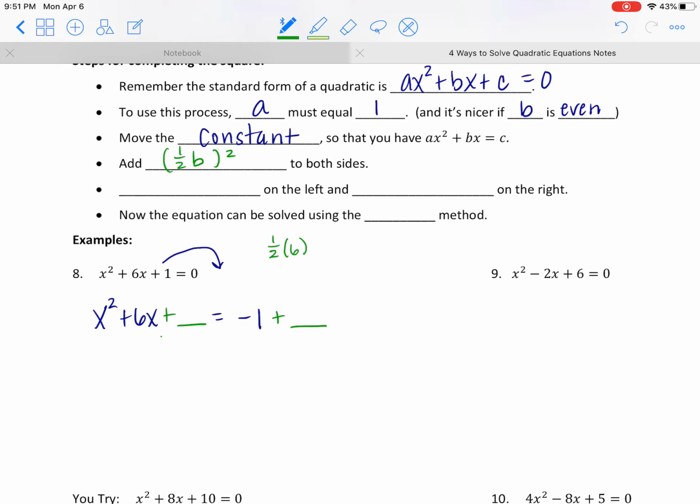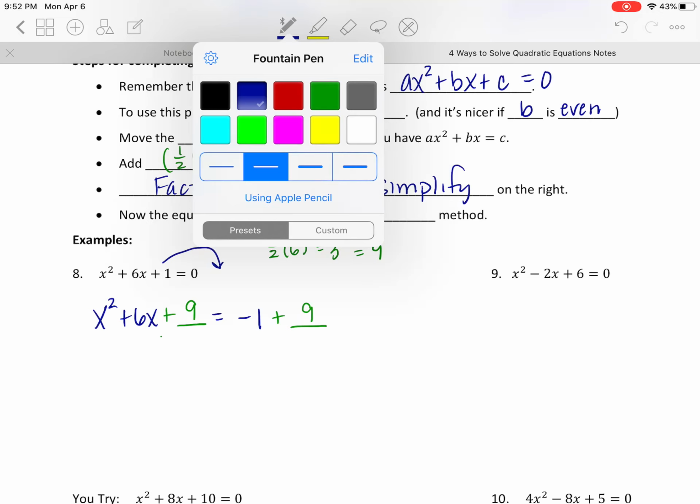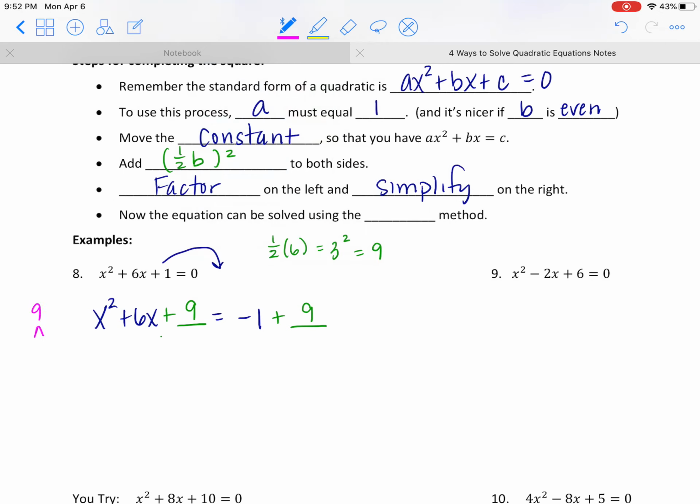It says to take 1/2 of b and square the result. So in this case, b is 6. If I take half of 6, I get 3, and then I square that result to get 9. So I take half of b and then I square. So half of 6 is 3, 3 squared is 9, which means I need to add 9 to both sides of the equation. That's a legal move, okay? And now what happens is you're going to be able to factor on the left, and then you're going to be able to simplify on the right.